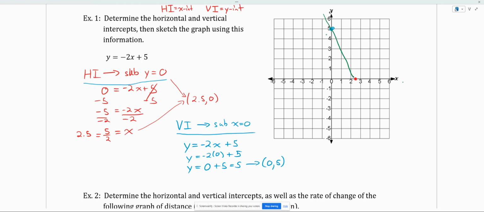This is very hard on this pad. There we go. You can definitely do a better job on your paper.